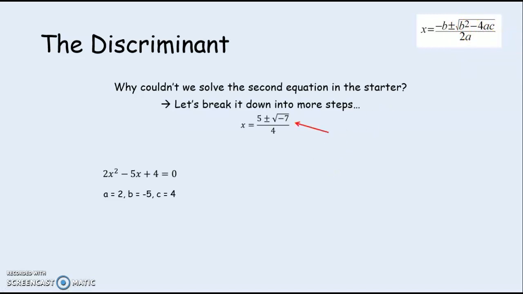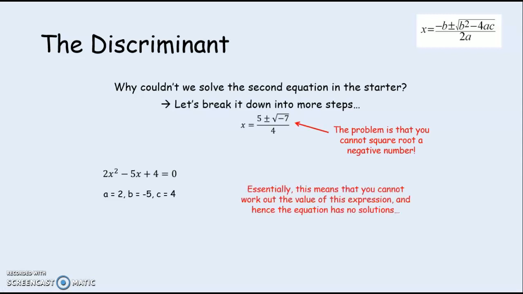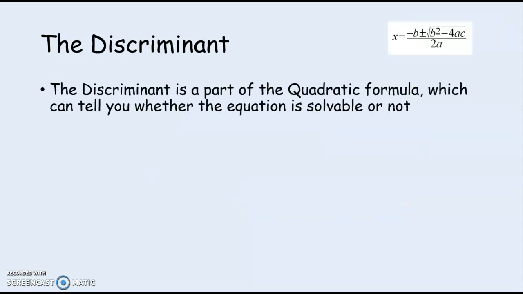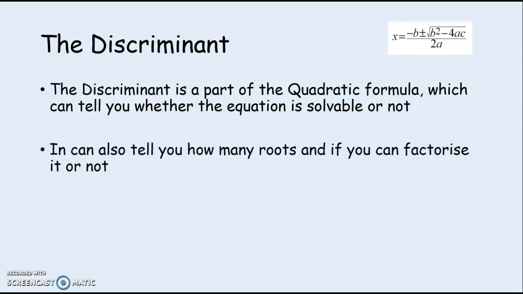So let's break this down into more steps. We already realized we cannot square root a negative number. So essentially, this means we cannot work out a value where this crosses the x-axis and gives us solutions. So that's what this is telling us. What that actually means on a graph is there'd be no real roots, but we'll get to that picture in a moment. So the discriminant is a part of the quadratic formula which tells you whether an equation is solvable or not. It can also tell you how many roots and whether you can factorize or not.